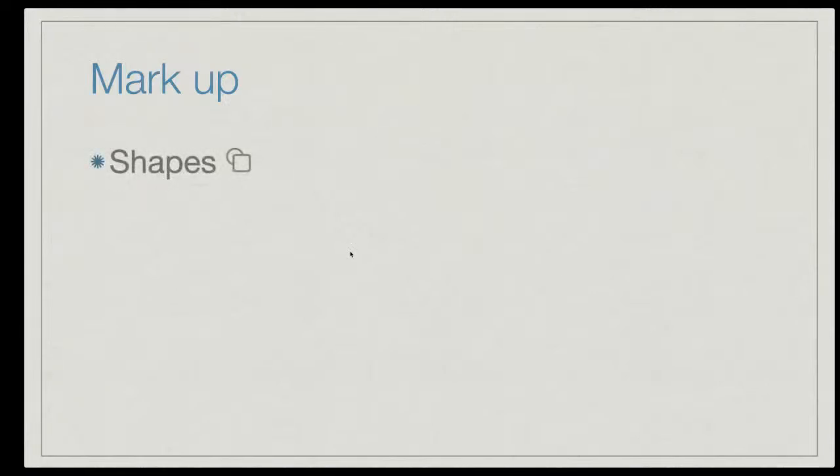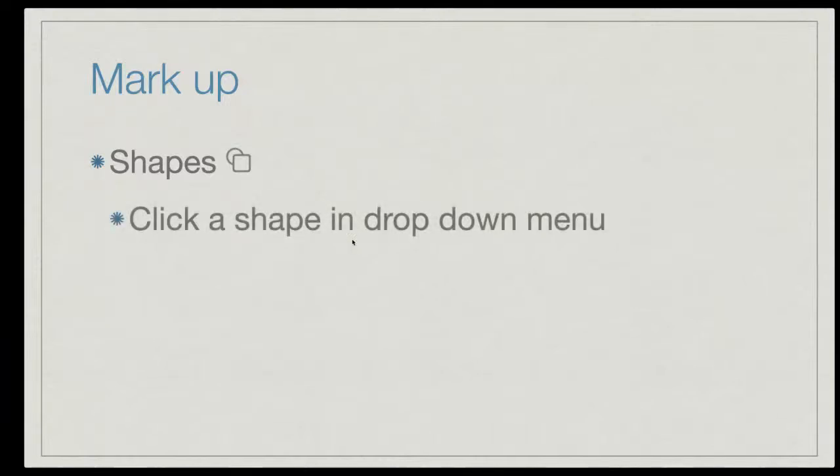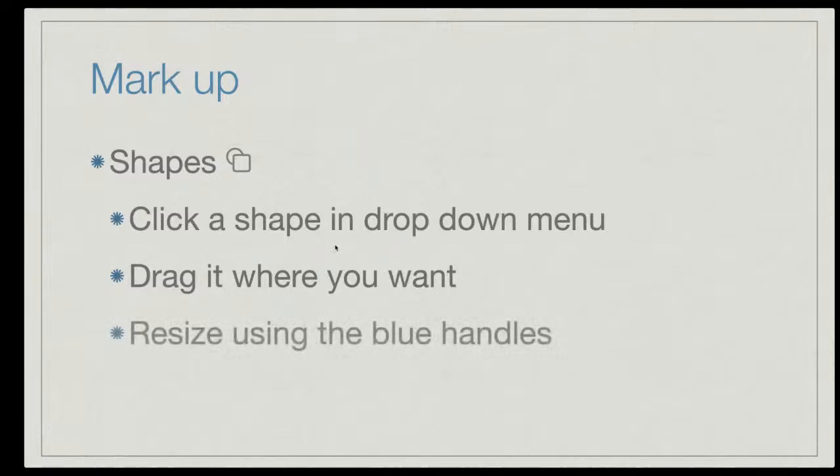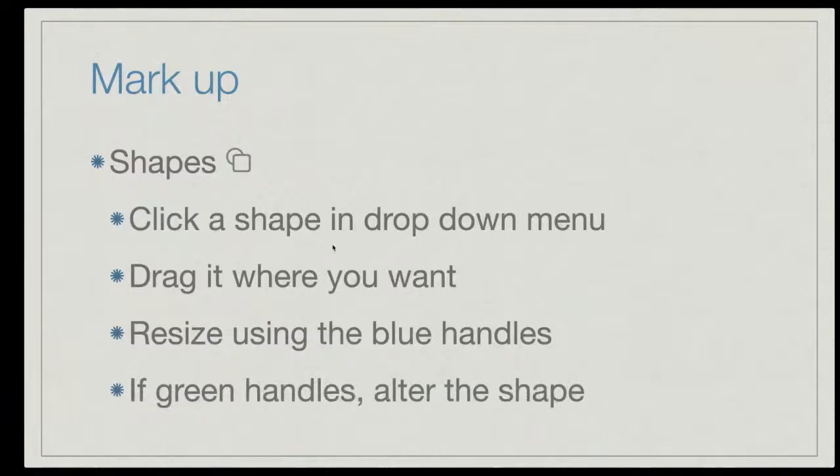So shapes are fun. We've done a little bit of shapes already. So the shapes icon is a circle with a square in front of it. And you click on a shape and you get a drop down menu, and you can choose different shapes. Again, you can reposition it by dragging it. You can resize it with the blue handles. And if the shape has green handles, you can alter the shape. So let's look at that.